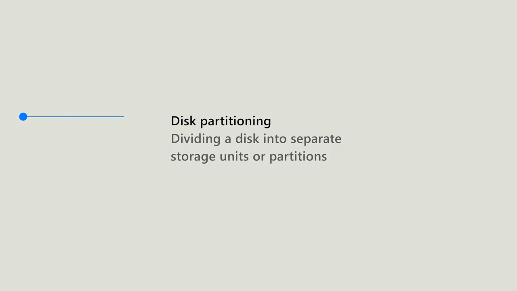Let's start by defining disk partitioning. Disk partitioning is the process of dividing a disk into separate sections, each functioning as a distinct storage unit known as a partition. This practice allows for more efficient data management, as each partition can be used for different purposes. For instance, one partition may contain the operating system, another for personal data, and a third for backup. This separation not only simplifies data organization, but also enhances the security and performance of the system.